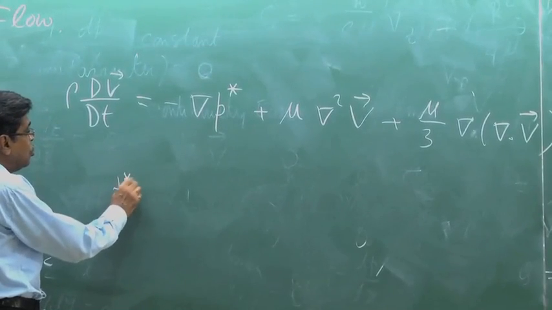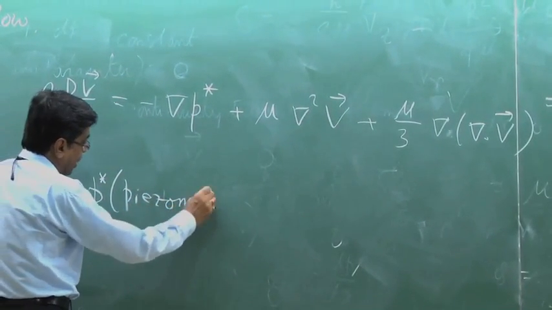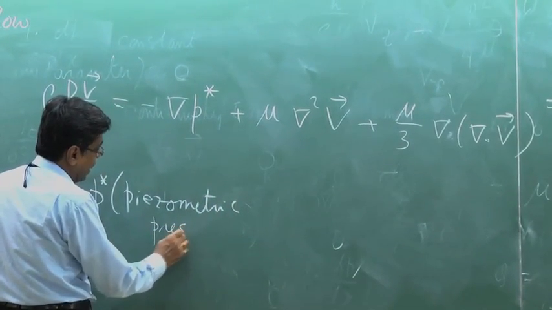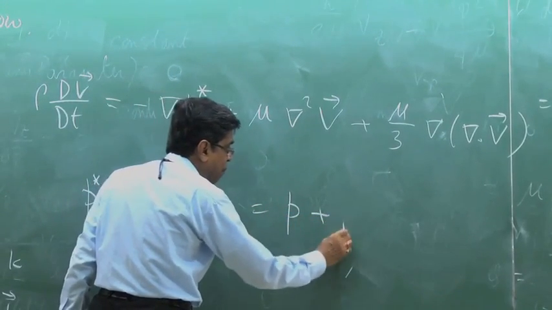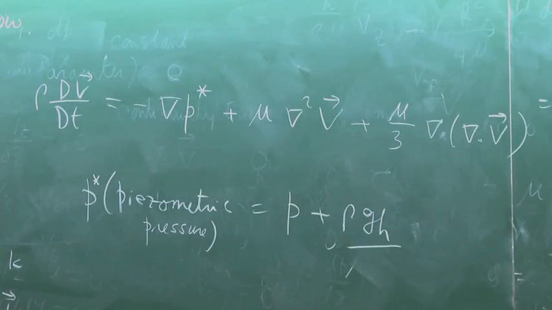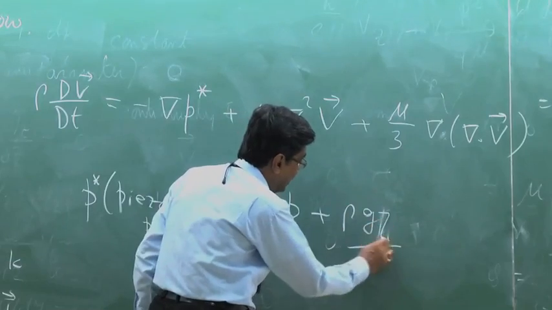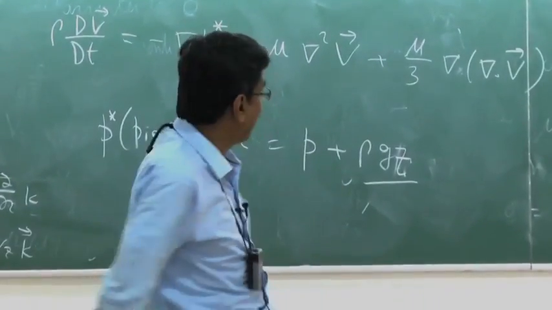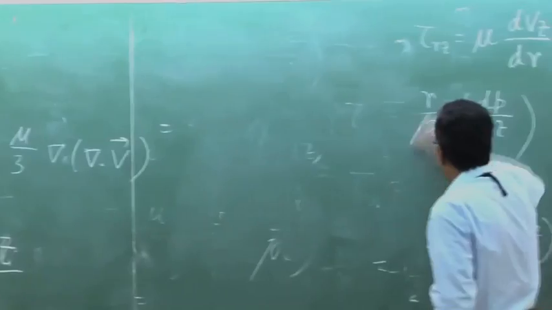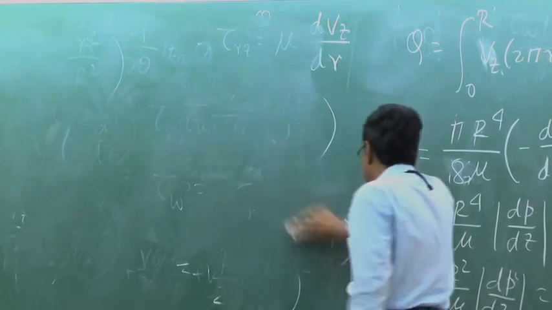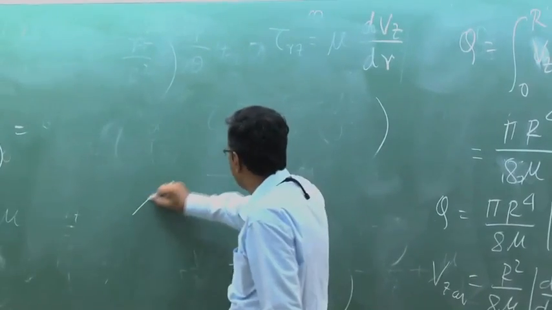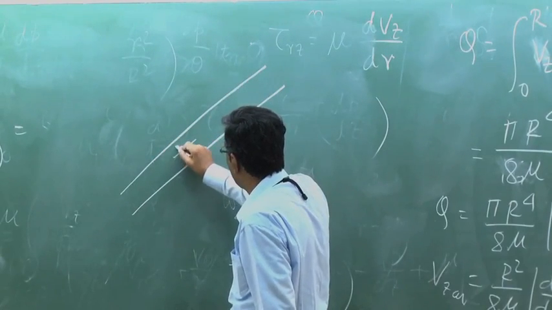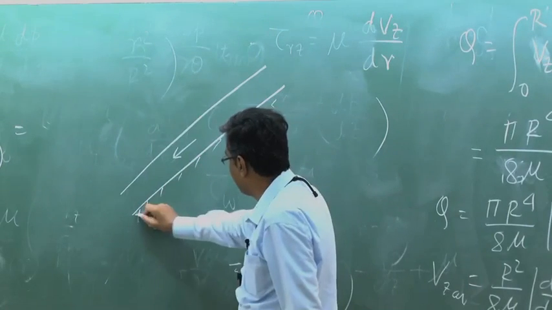But this P star is known as piezometric pressure. What is this piezometric pressure? I think you know it takes care of the static pressure plus the gravity equivalent pressure, rho g Z, where Z is the coordinate in the direction of gravity, the elevation from a reference datum. For example, when I told that the imposed pressure gradient, for an example like this, this type of problem you have done earlier, just for your concept I tell you, if there is an inclined plane and a liquid film is flowing, and this plane is inclined by an angle theta.